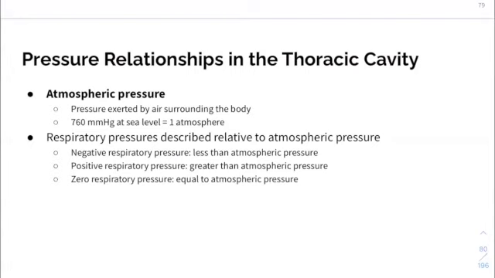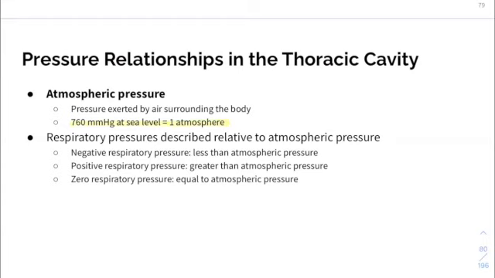It is compared to what the atmospheric pressure is at sea level. And the atmospheric pressure at sea level is 1 atmosphere, or 760 millimeters of mercury. Both ways are correct to look at it, but I think most of this is going to talk about atmospheric pressure.